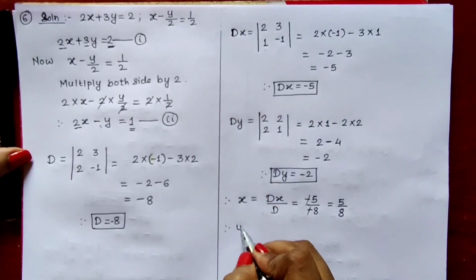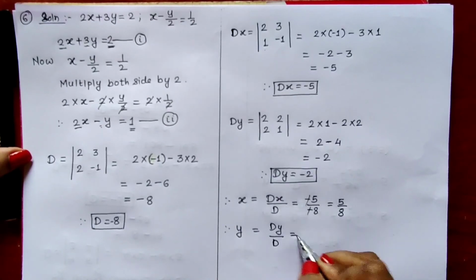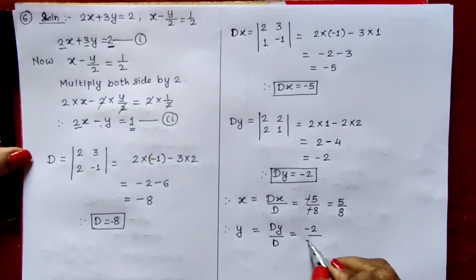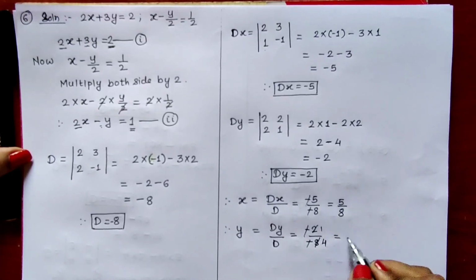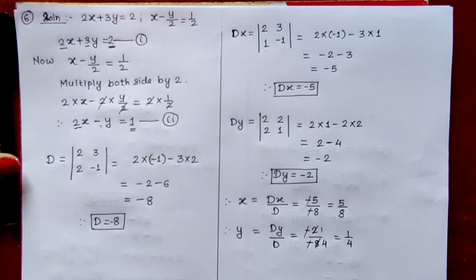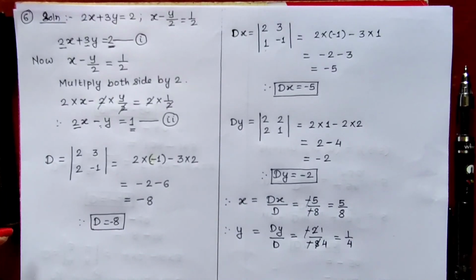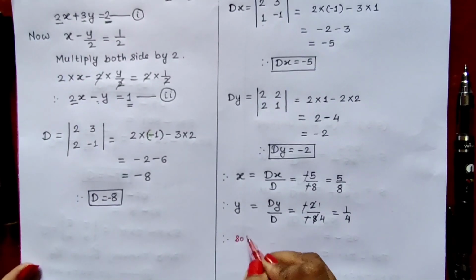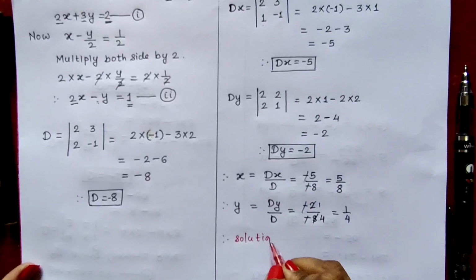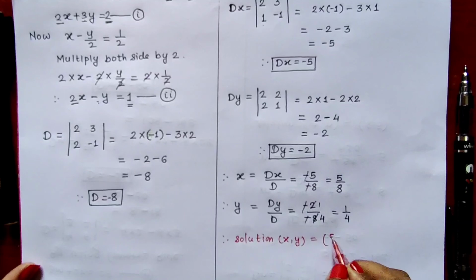Now y is equal to Dy upon D. Dy is minus 2. D is minus 8. Minus minus cancel. 2 1s are 2. 2 4s are 8. 1 upon 4. So in this way we have got the solution. Write the solution now. Therefore solution (x, y) is equal to (5 upon 8, 1 upon 4).